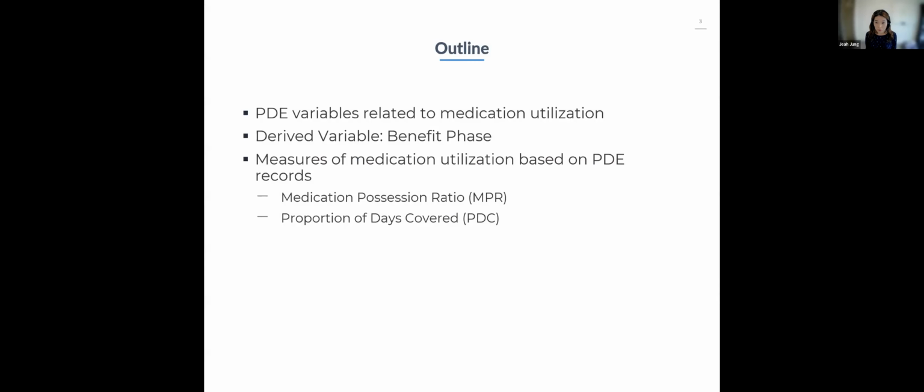So the three points that I'm going to cover: the first one is the PDE variables that we need to construct medication utilization variables, and I'm going to briefly cover one derived variable, benefit phase. And then we're going to discuss the measures of medication utilization we can create using PDE records. I'm going to focus on the two most commonly used measures, MPR, medication possession ratio, and PDC, proportion of days covered. And we're going to do some exercises as well.